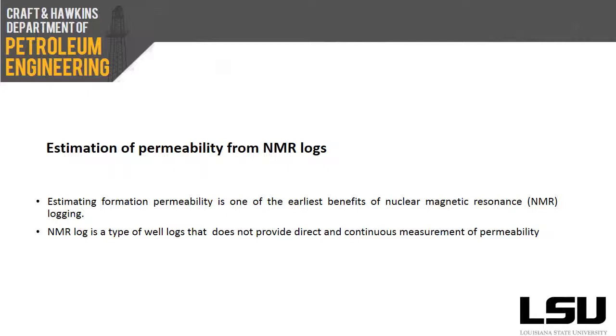The ability to estimate formation permeability is one of the earliest benefits of nuclear magnetic resonance, or NMR logging, and remains the most important application. NMR log is a type of well log that does not provide direct and continuous measurement of permeability. Rather, a formation permeability estimate or index is calculated from spectral porosity measurement using permeability models that are based on a combination of empirical and theoretical relationships. We will talk about an overview of permeability estimation technique by use of NMR logging later.